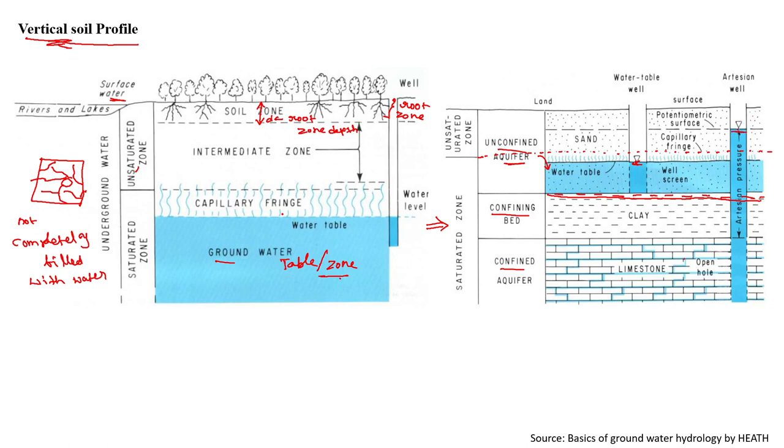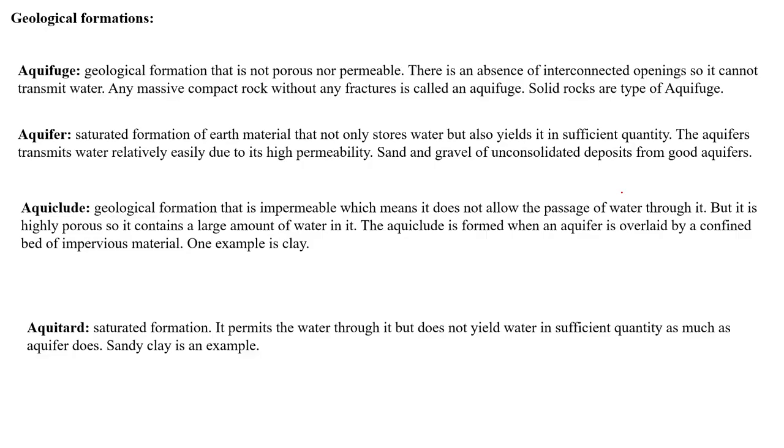Okay, so if somebody asks what is the difference between unconfined aquifer and confined aquifer, one way to say is that unconfined aquifer will have an atmospheric pressure, and confined aquifer will have an artesian pressure. Another difference is that unconfined aquifer will have a free surface, whereas confined aquifer won't have any free surface. Confined means confined from both sides, bottom as well as the top. Okay, these are the introductory points of the underground water.